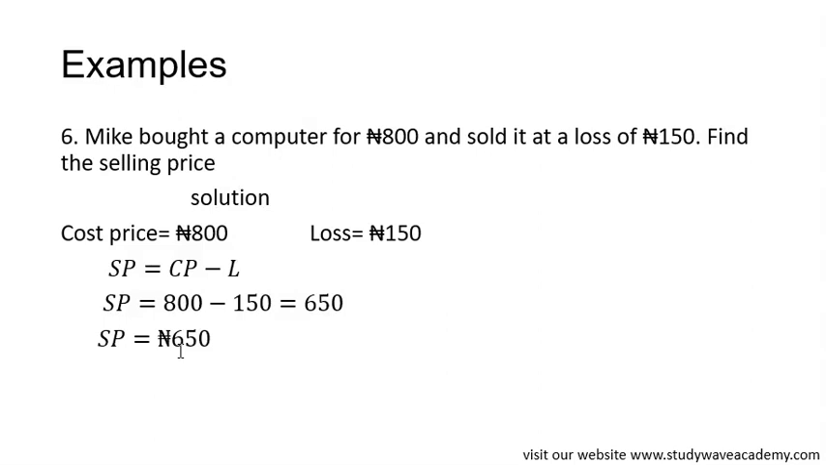Mike bought his computer for 800 naira. He sold it and he got a loss of 150 naira. We were looking for the selling price and we have 650 naira. So Mike sold his computer, which he bought for 800 naira, for 650 naira, which made him lose, and his loss was 150 naira. Do you understand that?